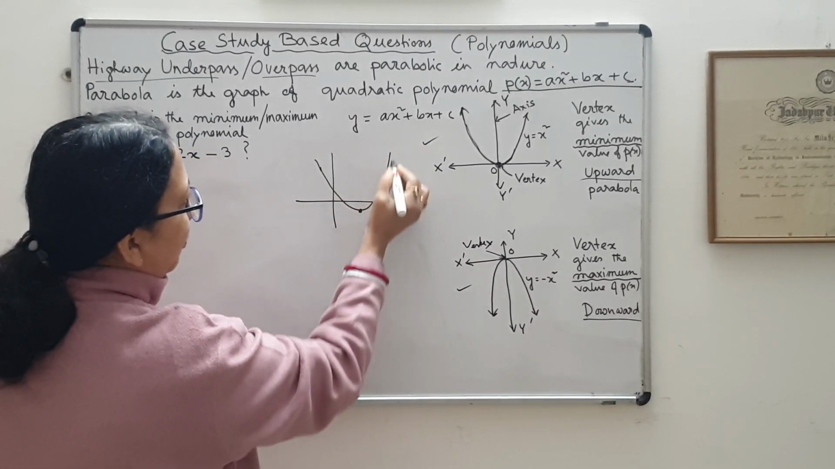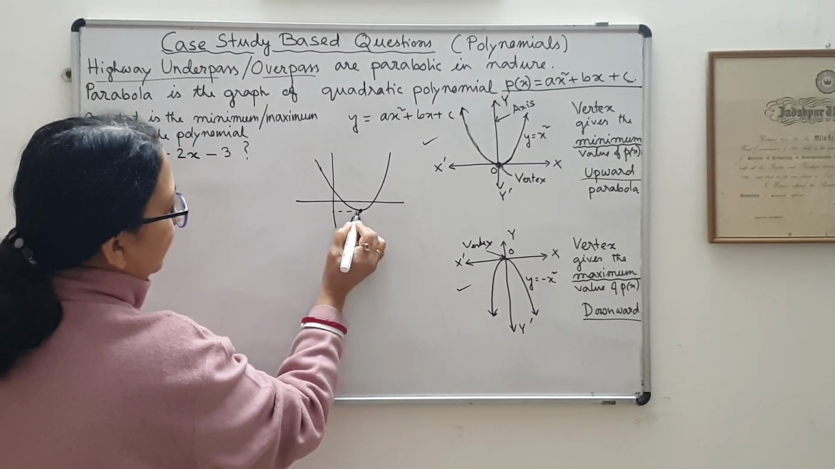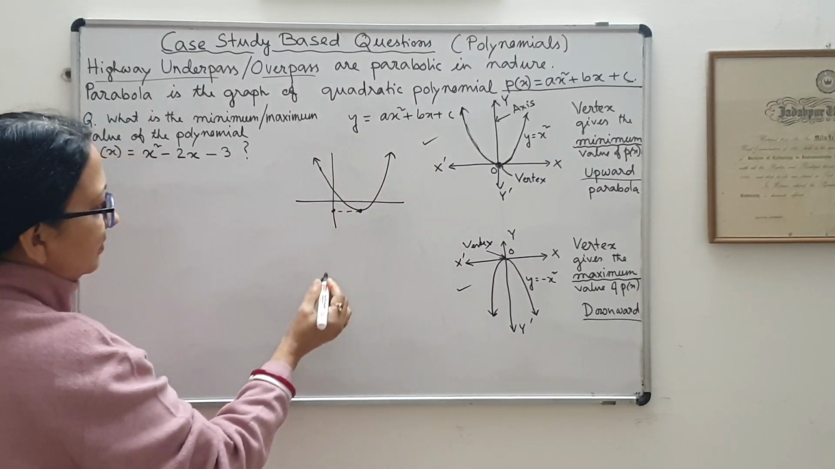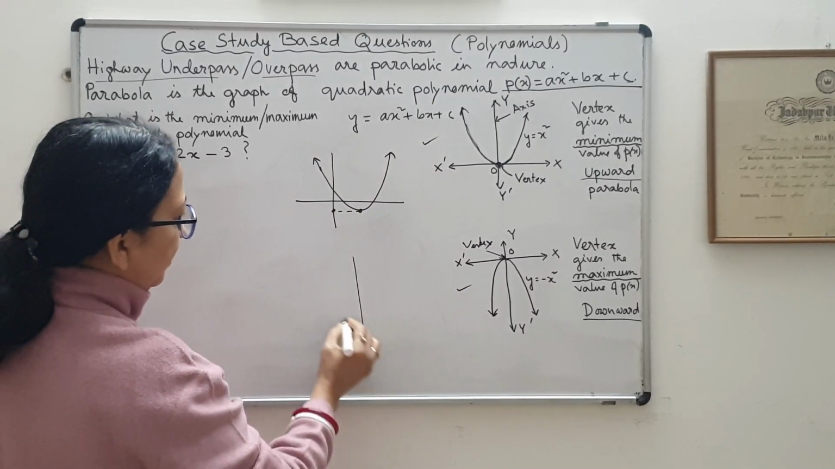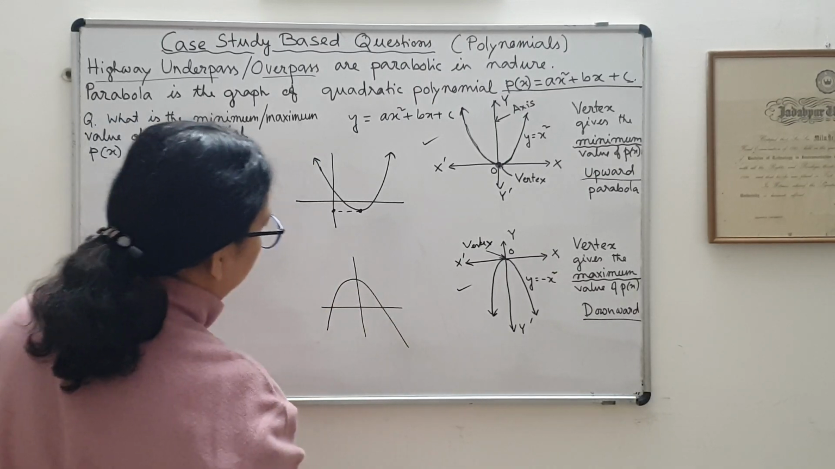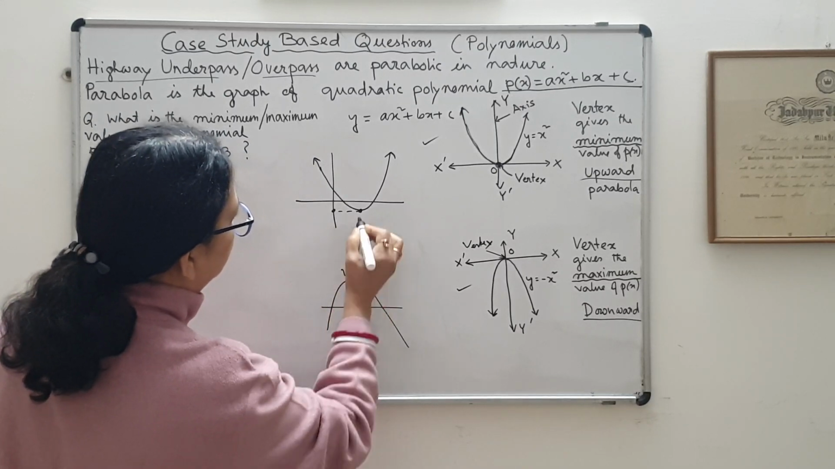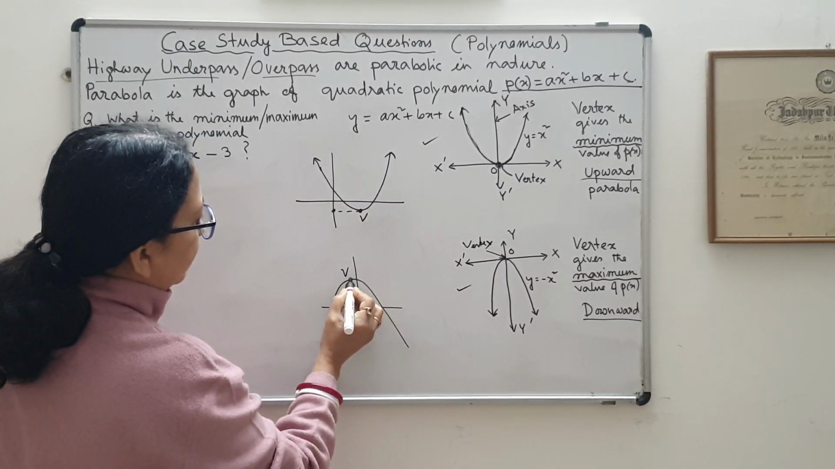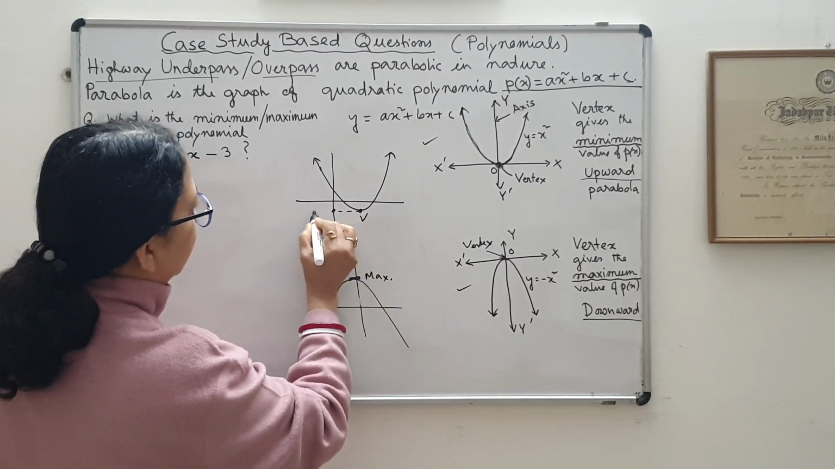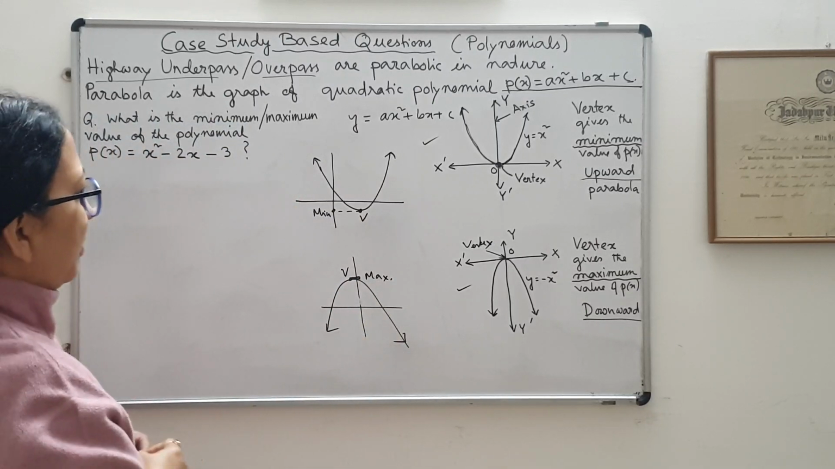So for an upward parabola, this will be the minimum value. This value will be the minimum value of the curve. And for a downward parabola, like this, suppose this is the vertex V, then this will be the maximum value. This is the minimum value. So from the curves we can know about the minimum or maximum value.